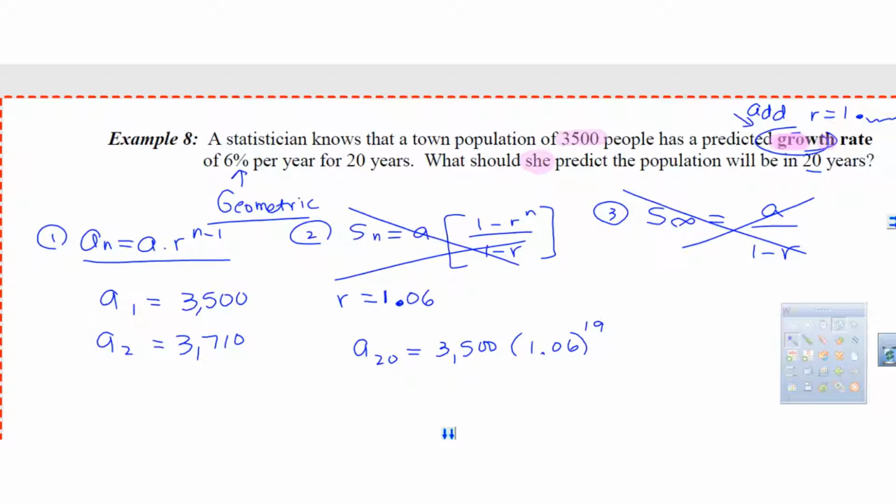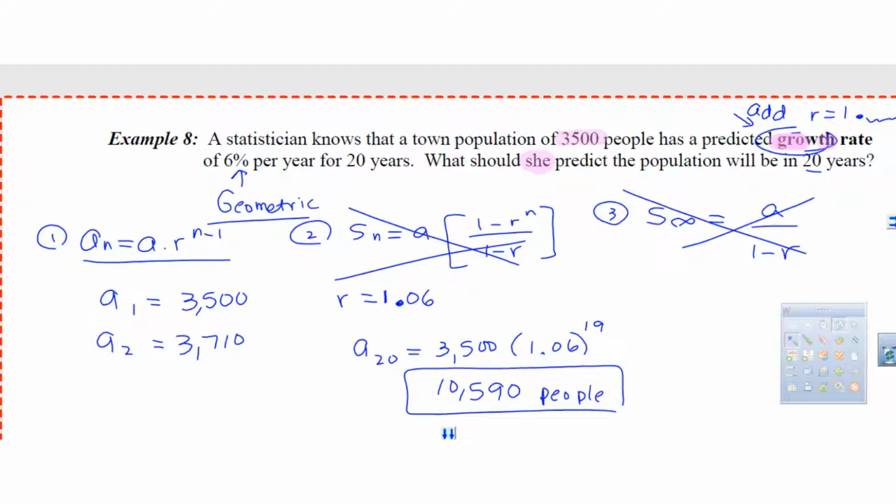So it's 3,500 parenthesis, 1.06, close it off, raise it to the 19th, hit enter, and you get 10,500. We're going to round to the nearest whole, and we're going to say 10,590 people. Okay? Who says I got it?